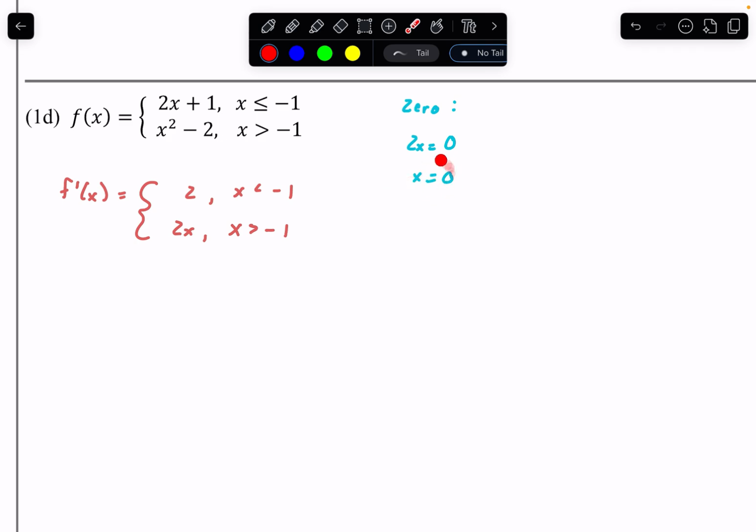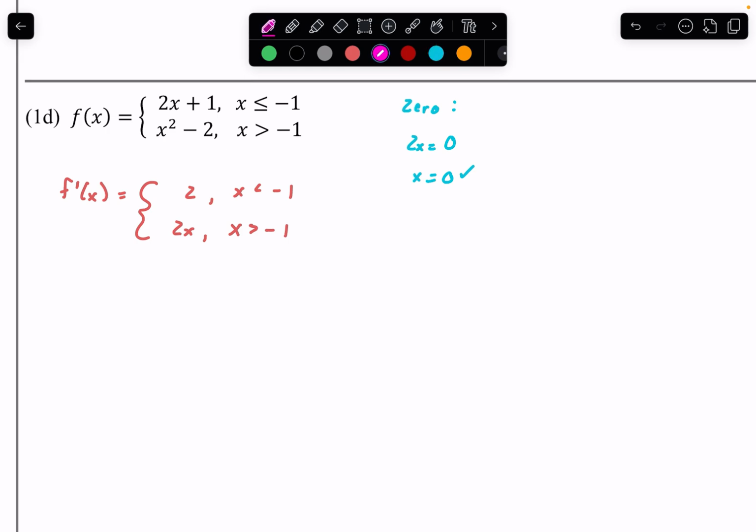Now you do want to double check that this x equals 0 occurs on this rule. So is 0 greater than negative 1? It is. So I do feel like I'm going to be able to include that in my list of potential maxes and mins, or in my derivative sign chart.